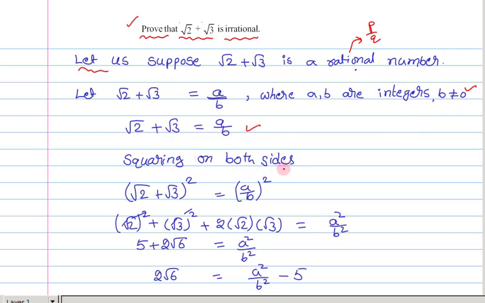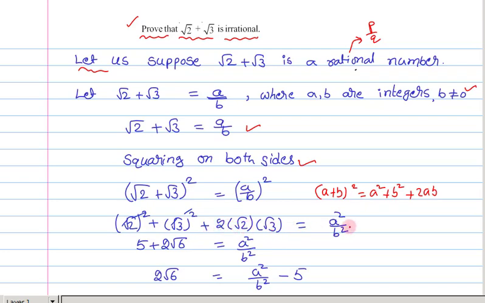Now I am applying squaring on both sides. So this can be written as (root 2 plus root 3) whole square is equal to (a by b) whole square. Now this LHS can be expanded by using (a plus b) whole square, which we all know is a square plus b square plus 2ab. By using it, I expanded this LHS so that we got (root 2) whole square plus (root 3) whole square plus 2 into root 2 into root 3.